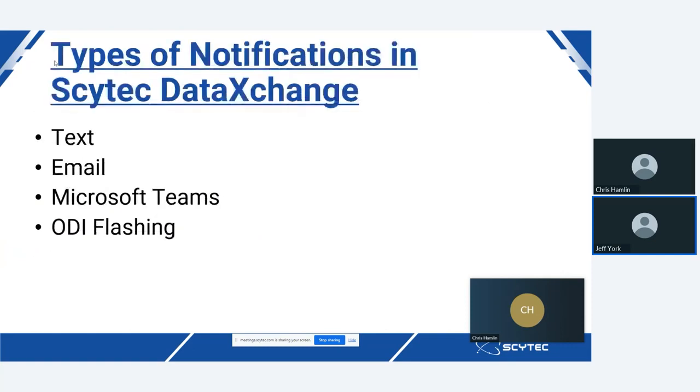So there are 4 notifications inside of Scytec Data Exchange, and they are text, email, Microsoft Teams, and if you use the operator data interface, ODI, there is also a flashing notification that will alert your operators out on the shop floor once a machine has been triggered by a certain status past a threshold determined by yourselves.